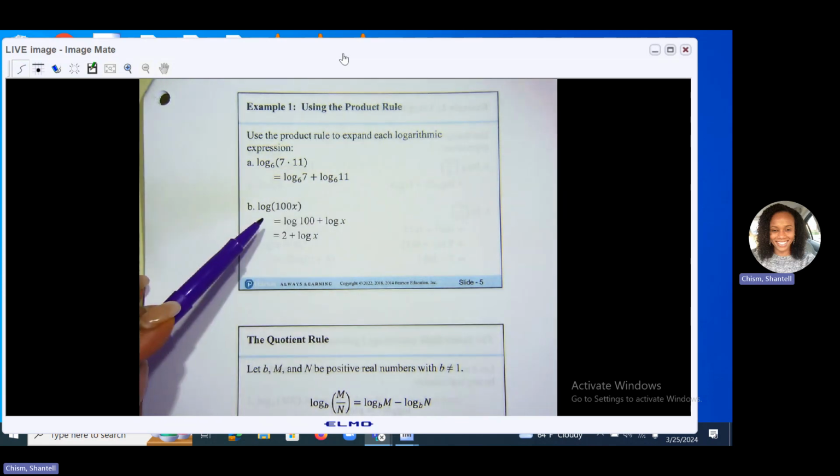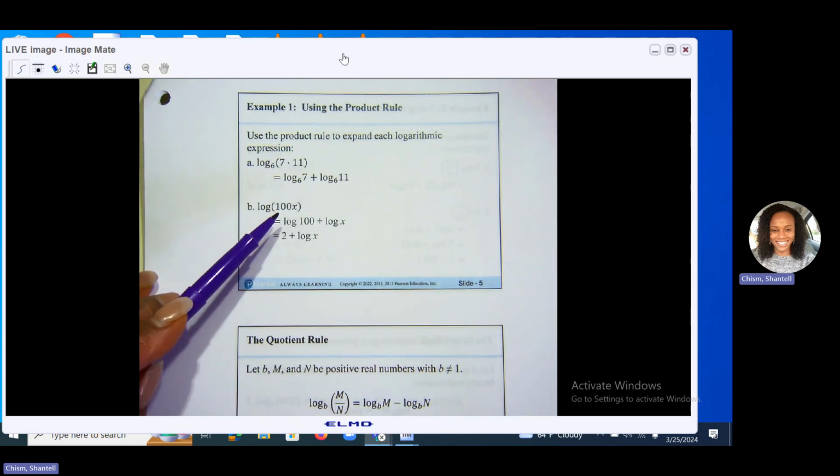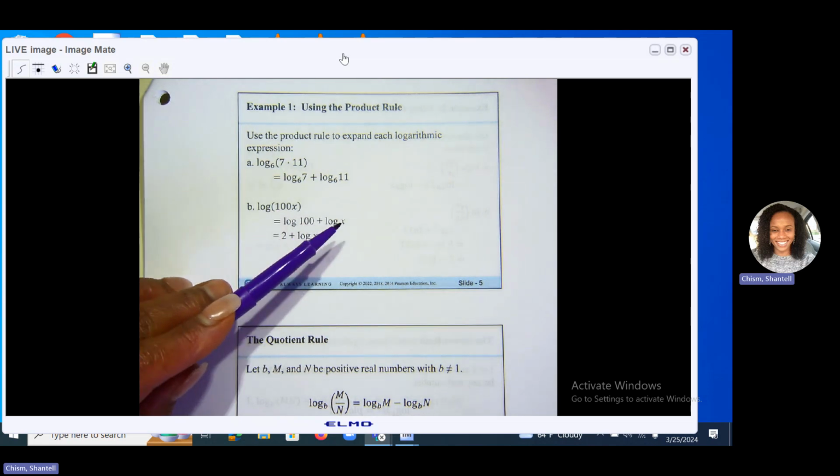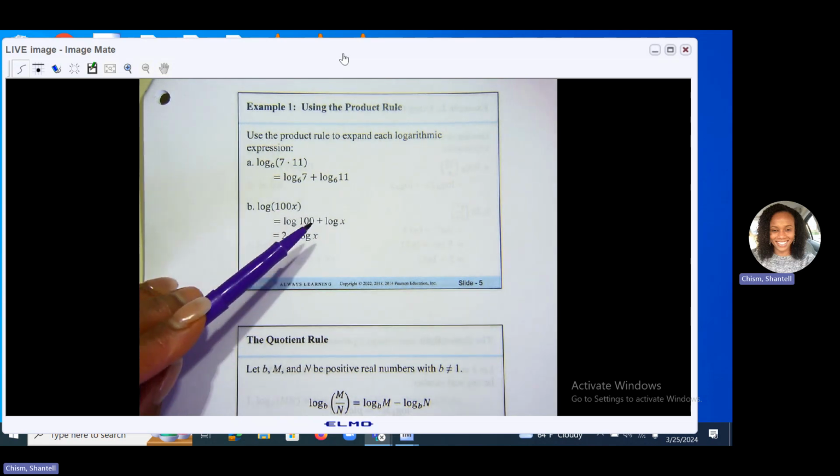Let's look at this one. Here we've got log of 100x. And understand, of course, this is a log base 10. When there's no index, when there's no base shown, it's understood to be a 10. So this would be log of 100 plus log of x. Now, log of 100 can be simplified, okay?